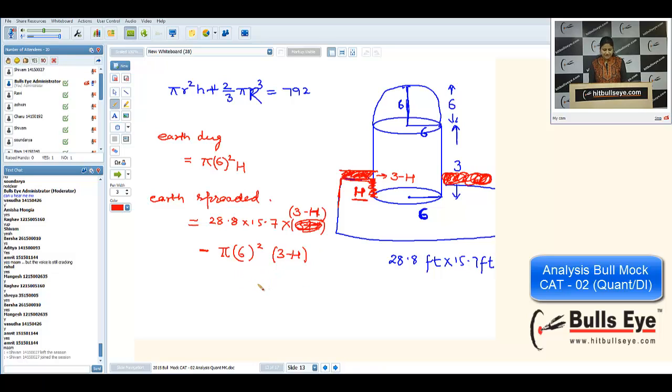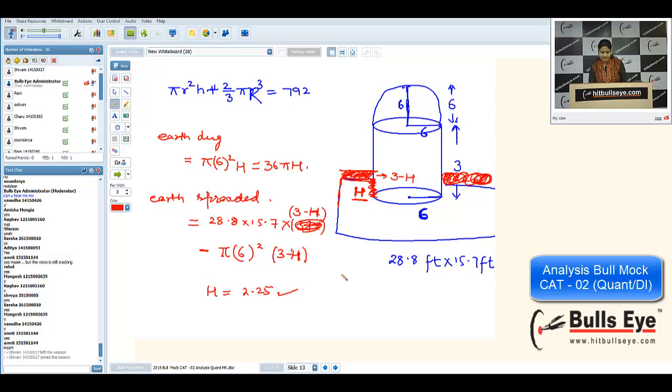It was a calculative set, but you are getting 2 questions corrected. What is the earth dug volume? This will be 36 pi h. What will be the earth spreaded volume? It will be 28.8 into 15.7 into 3 minus h. This will be a cuboid with a hole in it, minus what is the hole's volume? It will be pi into 6 square into 3 minus h. Now if you solve this, you will get h as 2.25. Again calculation, it will be 2.25. That was a thing in this case.